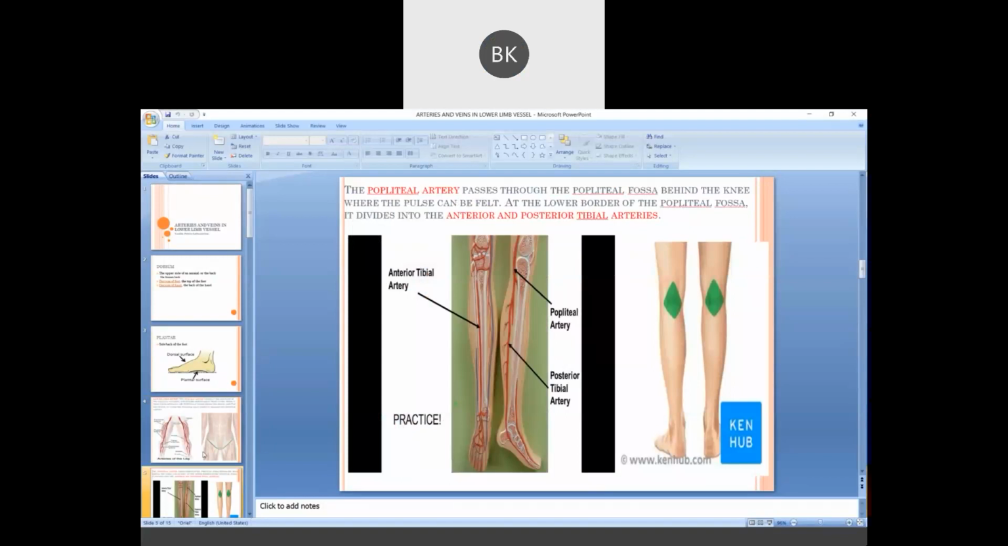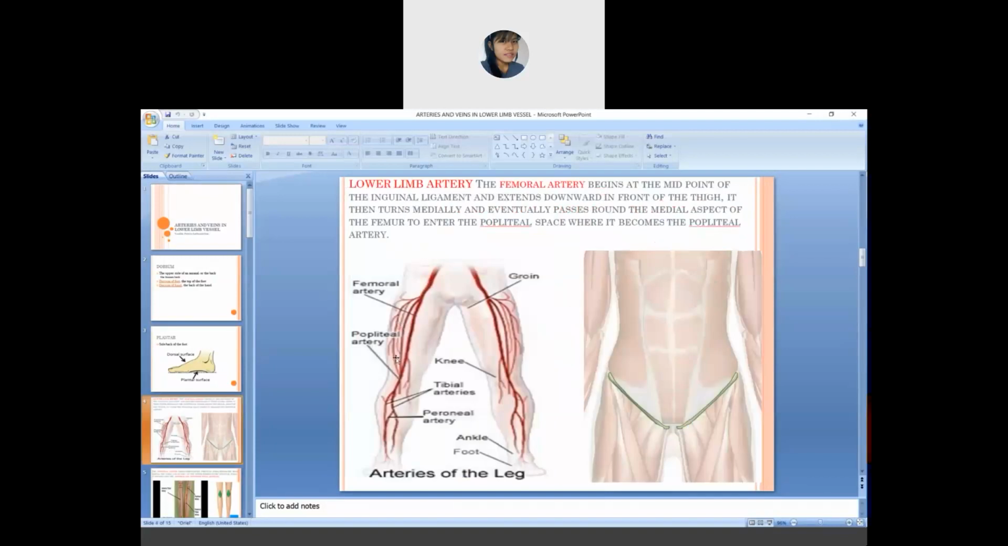Okay, the next question is about the popliteal artery. The popliteal artery is again divided into two arteries. What is the name of those two arteries?